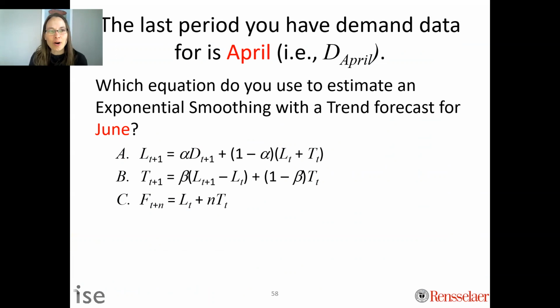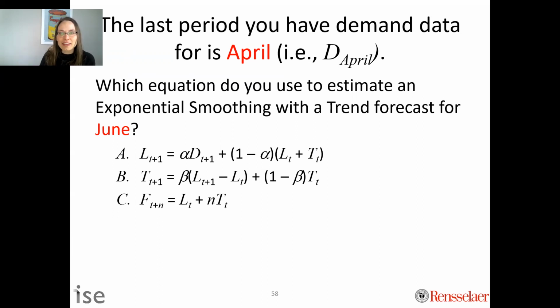But to get hopefully an understanding, I want you to test your knowledge. My question for you here is: the last period you have demand data for is April. So you have observed April, you have D of April, you have a value for that. But I don't have D of May, I don't have D of June, I don't have anything, it's just April, okay? So given that, what equation would you use to estimate an exponential smoothing with a trend forecast for June? Would you use A, the L of t plus 1 equation, B, the T of t plus 1 equation, or C, the F of t plus n equation?